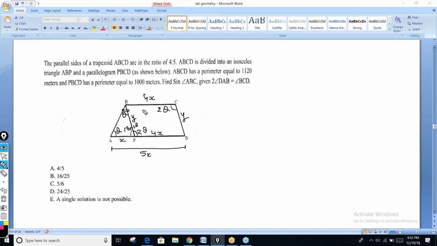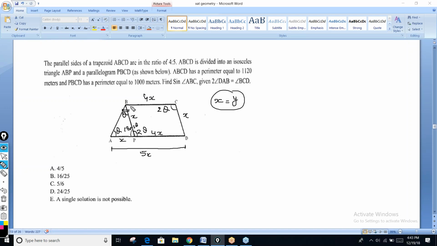So from here, x is coming out to be equal to y. This is equal and this is also equal. So this is also x. Yeah, these two sides are equal. From here, we are getting x is equal to y. So I can replace this y with x. This is also x, this is also x. These two sides are equal.